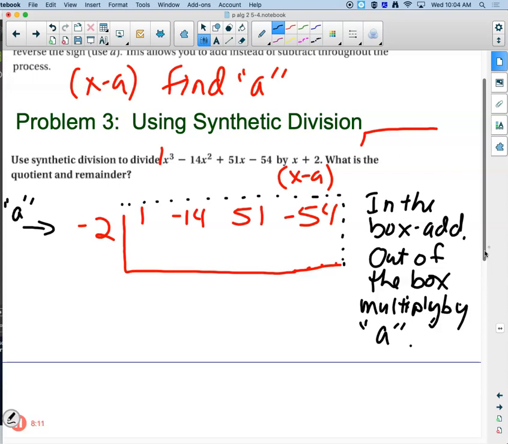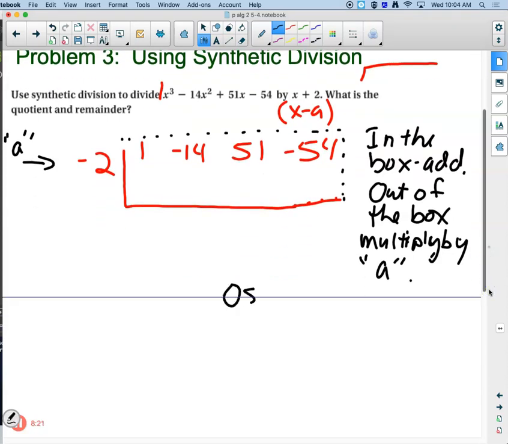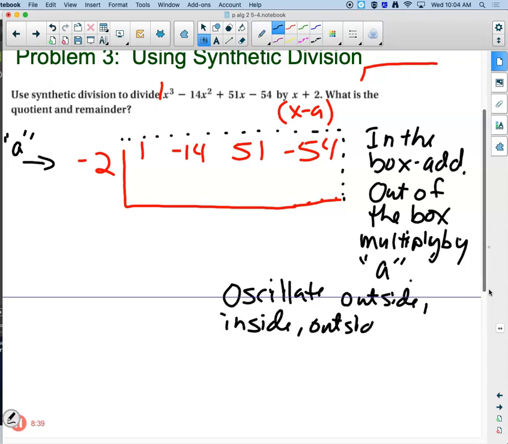Now, how are we going to do that? Because we need to know an order here. And the order is you have to oscillate outside the box, then inside the box. Outside the box, inside the box. So oscillate outside, inside, outside, inside, and I'm just going to put etc. until you're done.